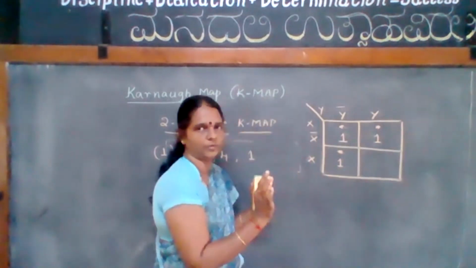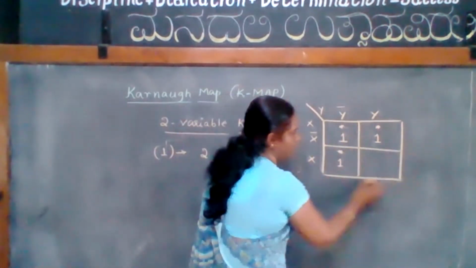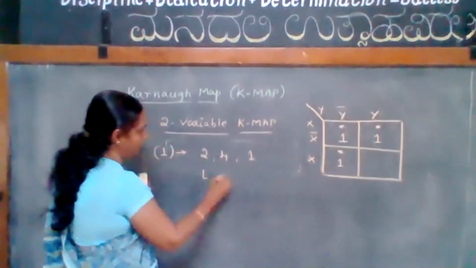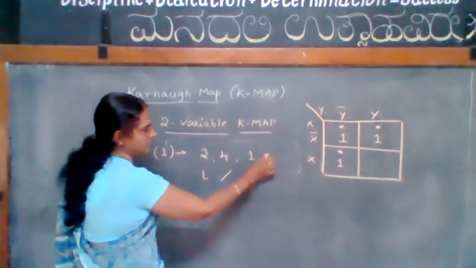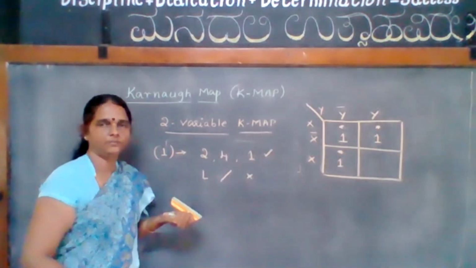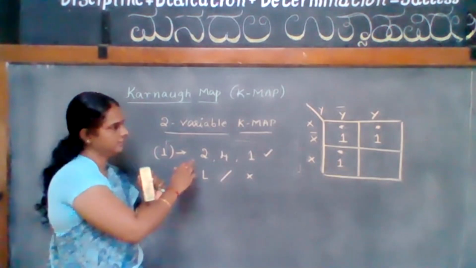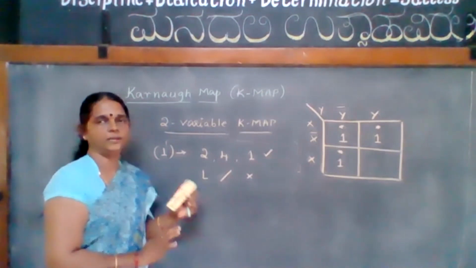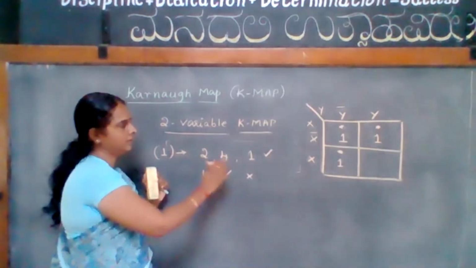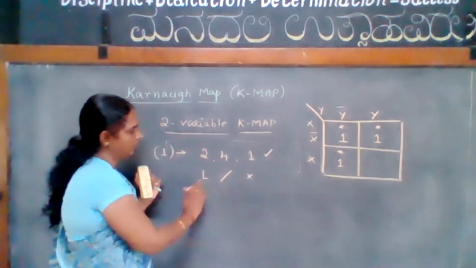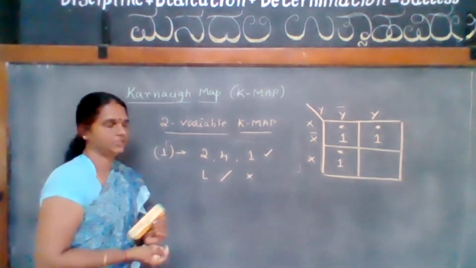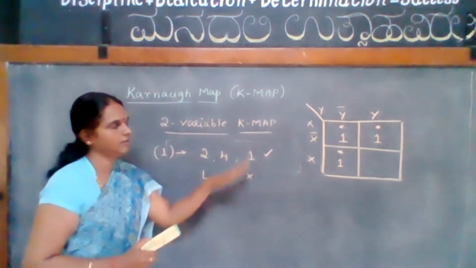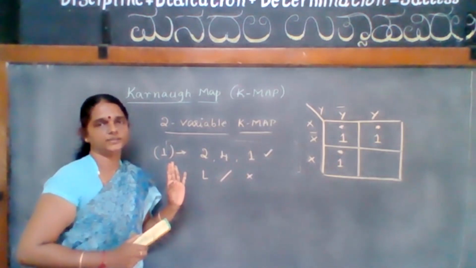We cannot group the cells in an L shape, and diagonally we cannot group the cells. So while grouping, what do we have to consider? We have to consider that the maximum number of ones are covered in that group. But we have to remember that it must not overrule our considerations. It must not be in an L shape or diagonal. We cannot group the cells.